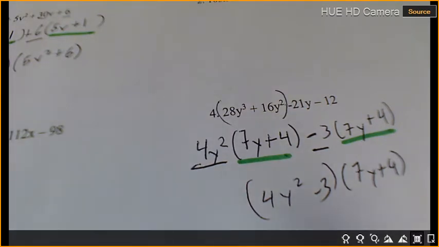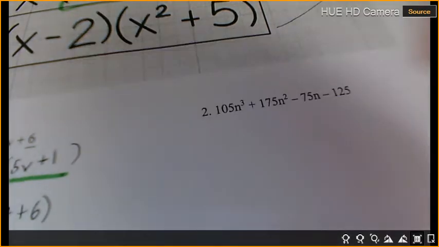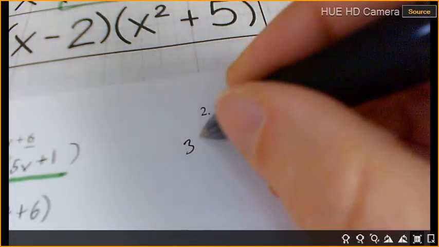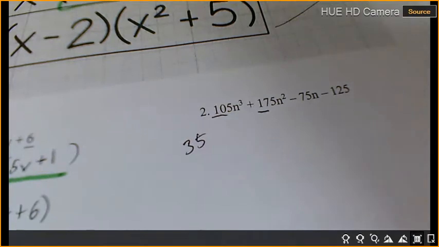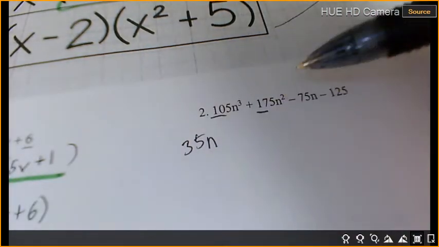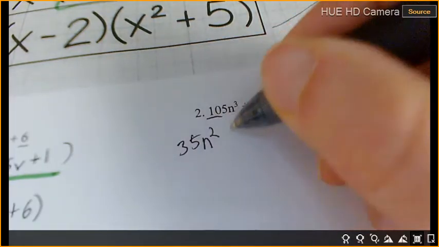Let's go back to number 2, which is bigger numbers. You might have to try, both of them end in 5, right? So you can try dividing it by 5 first, and then if you can still divide it by 5, keep going. But I'm going to tell you right now, 35 goes into both of these evenly. What's the biggest n? I have n to the third, and 3 is the biggest, so what's the smallest one? So I can pull out 2 of them.